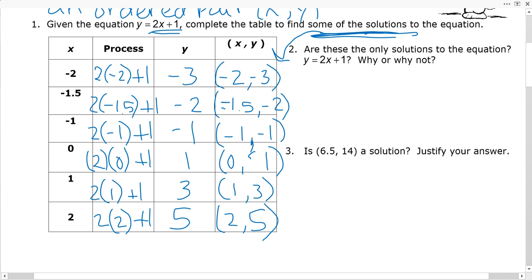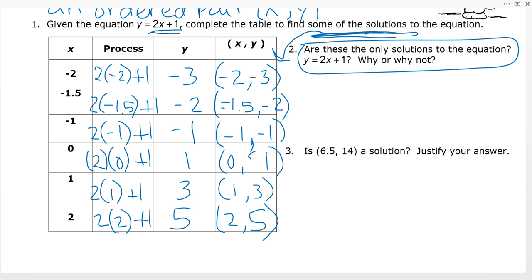y equals 2x plus 1. So you'll notice on your worksheet it has some extra text. Cross out that and finish writing in this, because that's the question that should be there. So go ahead and rewrite whatever's not on there, which is going to be this part over here. Okay, so are these the only solutions to the equation?